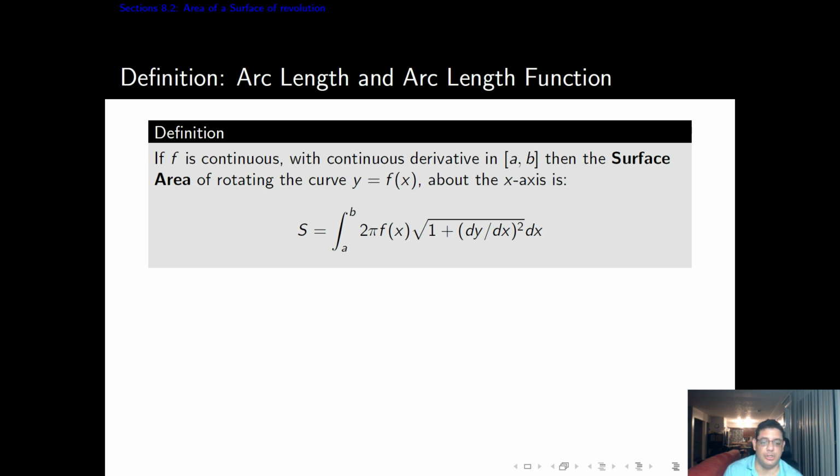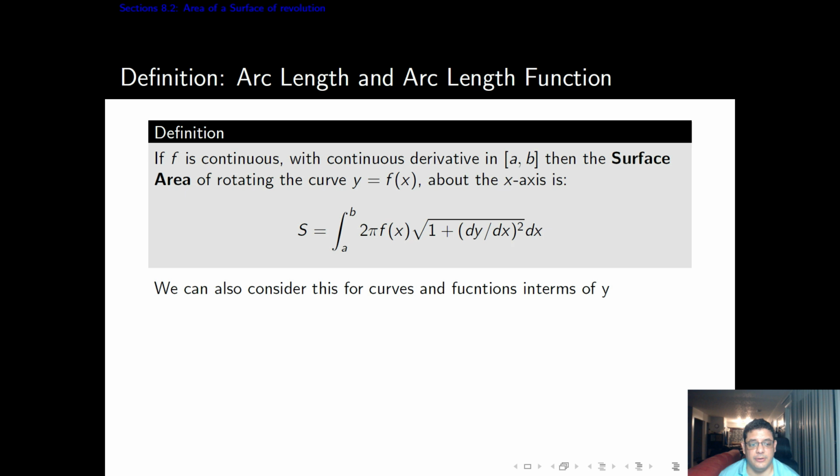If we don't have those conditions, then it's difficult to actually consider the surface of revolution, since things might fall apart and might break even before we get to rotate around the x-axis. So of course we want f to be continuous and the derivative also to be continuous, so everything is smooth and nice when we're rotating about the x-axis.